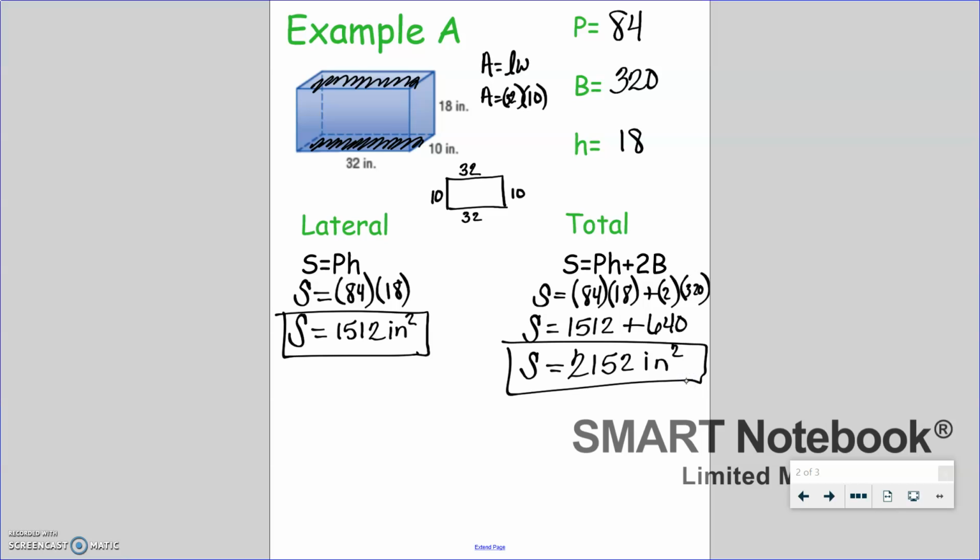Okay? So remember, shade your base, draw and label your base. Find what the perimeter of your base is. That's adding all the sides together. And then the area of the base. Since your base is a rectangle, to find the area of a rectangle is length times width. Now let's take a look at the second example.